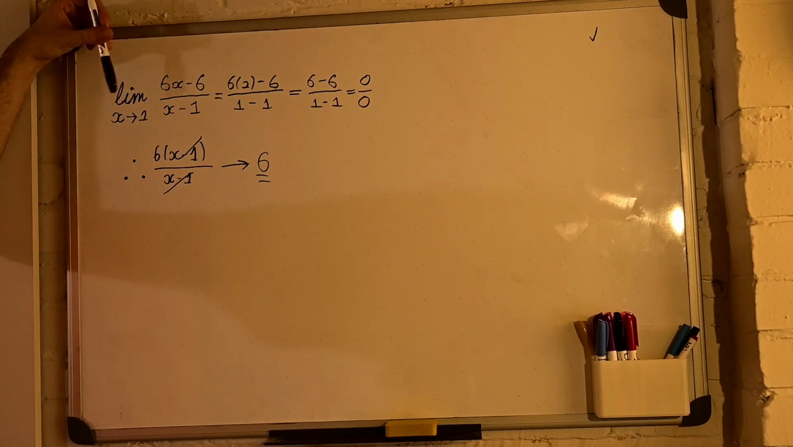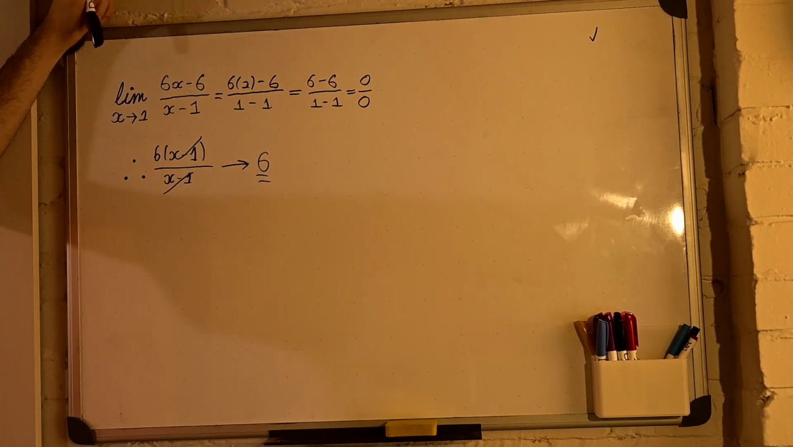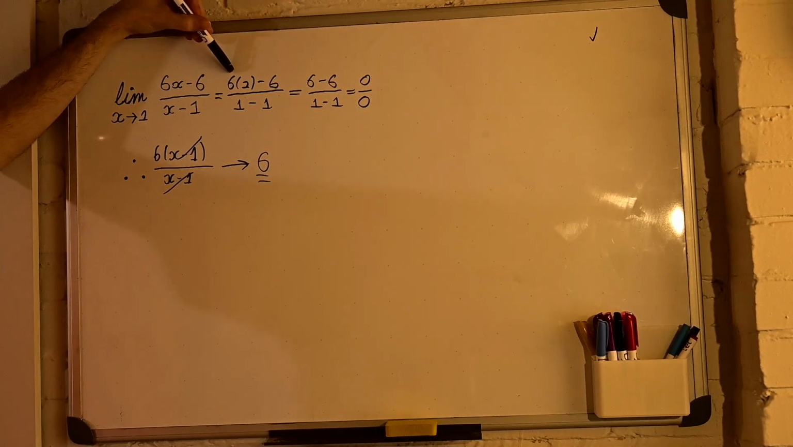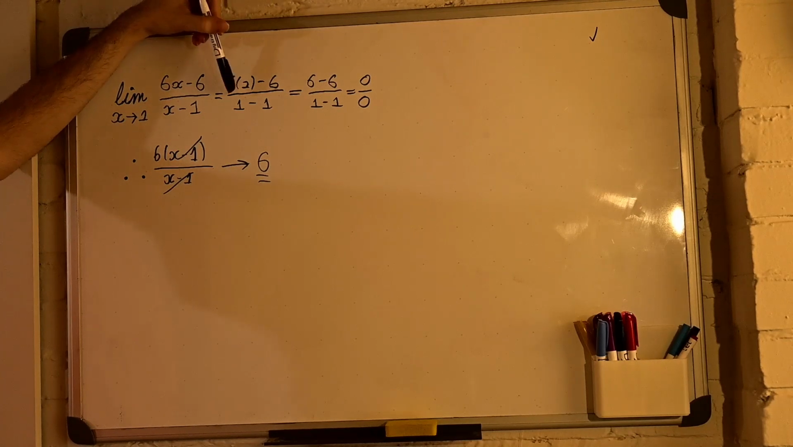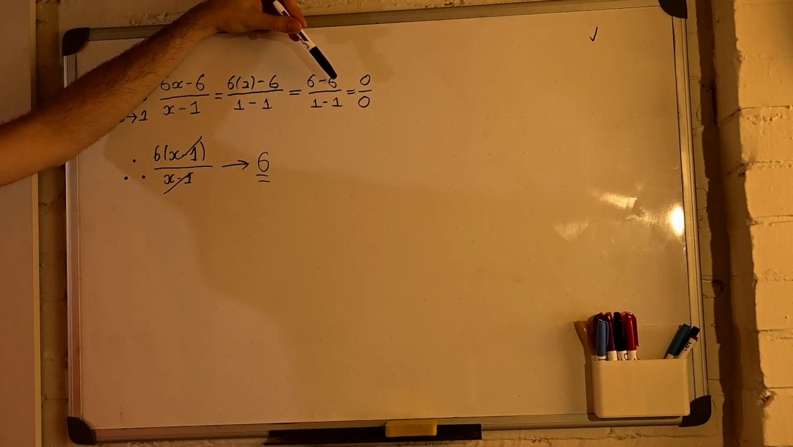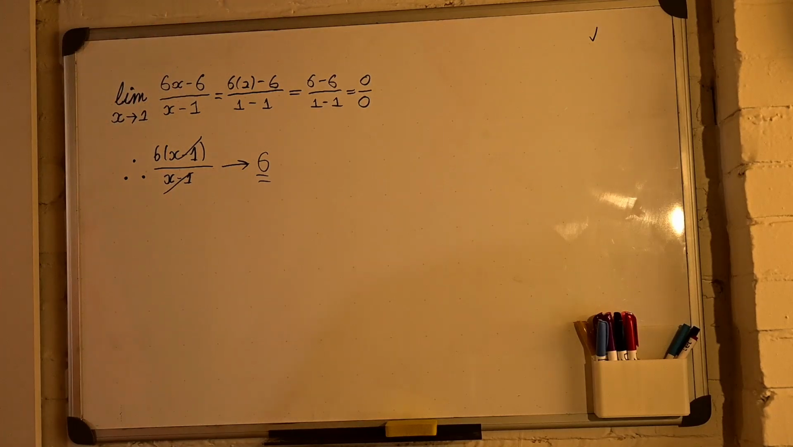So we have the limit as x approaches 1 of 6x minus 6 divided by x minus 1. So as always, when you analyze a limit, first thing is you plug in the value. So we get 6 times 1 minus 6 divided by 1 minus 1. 6 times 1 is obviously just 6, so you get 6 minus 6 divided by 1 minus 1. 6 minus 6 is 0, 1 minus 1 is 0. You have 0 over 0. So now what we're going to do is we're going to factor.